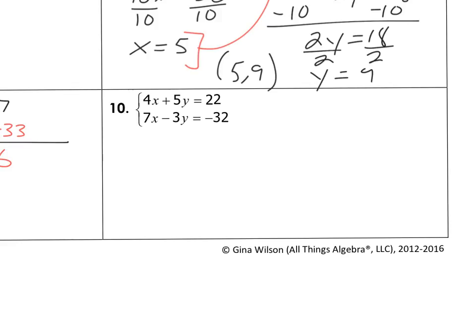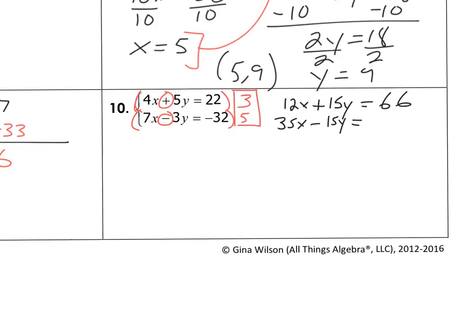I'm going to multiply the top by 3. And I'm going to multiply the bottom by 5. Now, if you notice, this is already a positive and a negative, so that's why both of the numbers I'm multiplying by are positive, right? Because I don't need to change any of the signs. If I multiply the top equation by 3, that would be 12x plus 15y equals 66. If I multiply the bottom equation by 5, that would be 35x minus 15y equals negative 160.